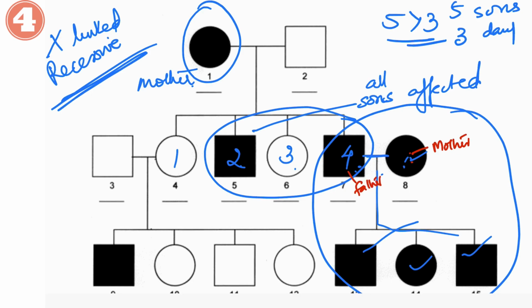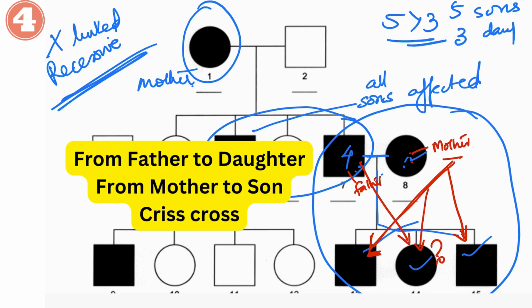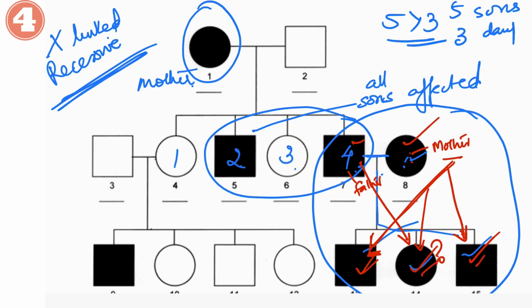Here the mother has passed on her genes to not only her sons but also the daughter. How is that possible? Because the father is also affected. That is why here all three are affected. Both the parents are affected, so all three are affected. But here the father is not affected, the mother is affected, and she passes her genes only to all her sons. Okay, so that concludes that it is X-linked recessive.